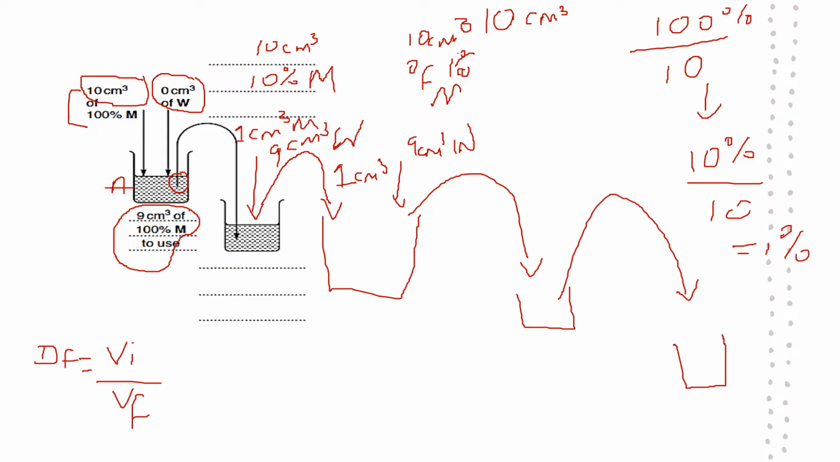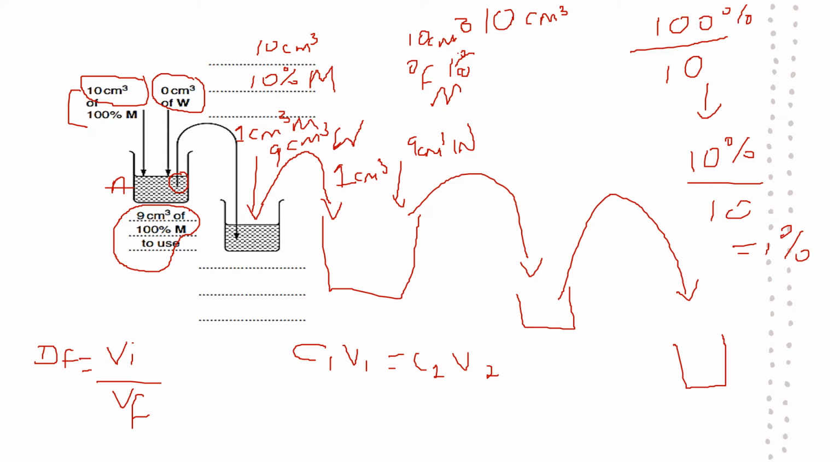In case you don't know that, you can also in some cases use C1V1 is equal to C2V2. You can use this to calculate how much volume you should be adding into a second solution in order to make the concentration right.